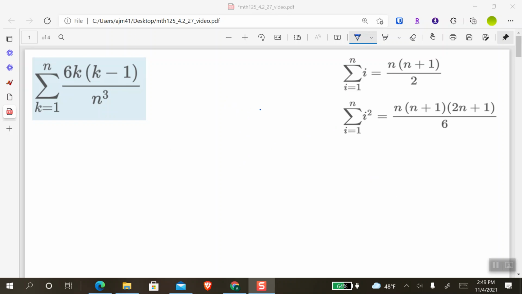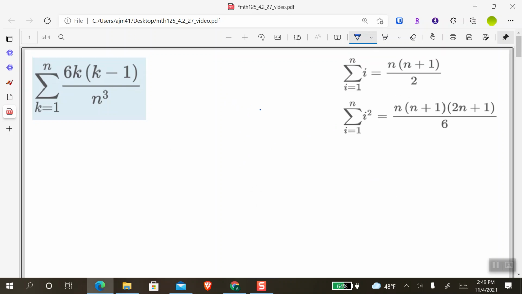So the first thing that I would do is to rewrite this, taking that 6 over n to the third to the outside of the summation symbol, because that would be a constant. And I would go ahead and distribute the k. So I would have k times k is k squared. And then k times 1 is k.